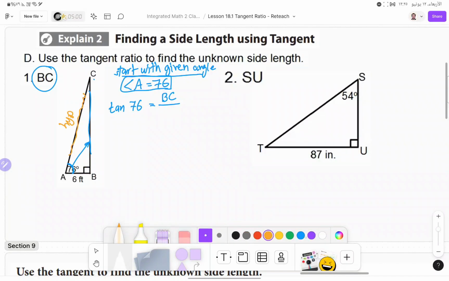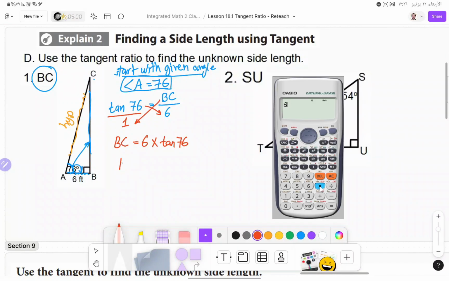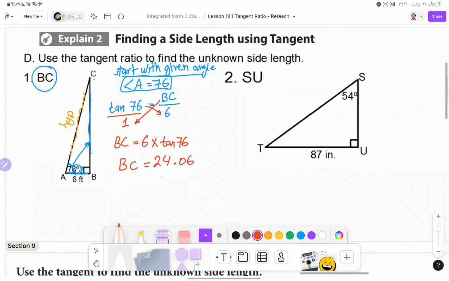Okay, so now the adjacent side related to the angle A is AB, which is equal to 6. Now do cross multiplying. This one is over 1, so BC times 1 is equal to BC, equal to 6 times tan 76, so 6 times tan 76. Now you can find BC, 24.06. You can just keep it like this, or you can round it to 24.1. It's up to you if you write this or you write this. Okay, it's up to you.